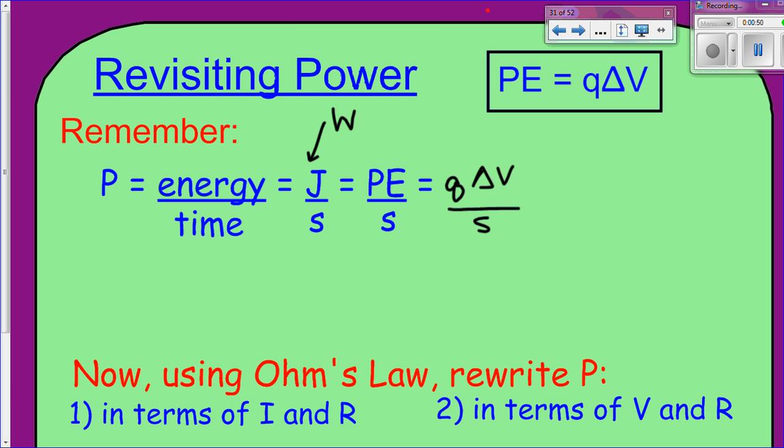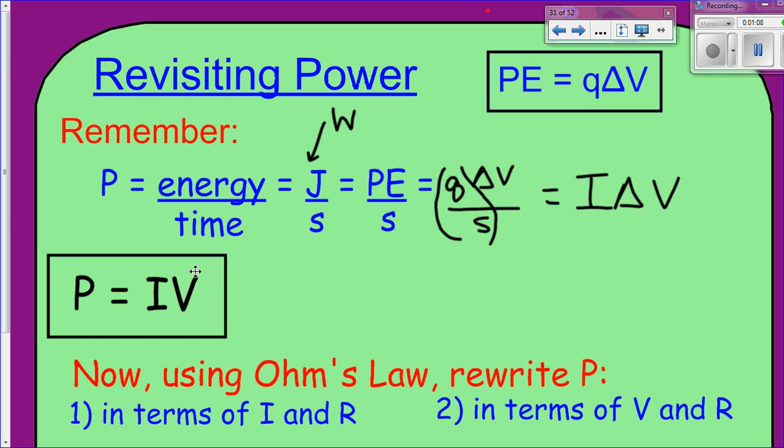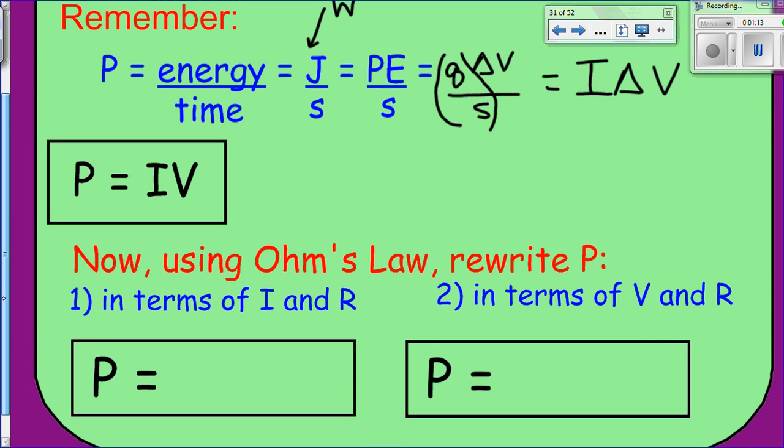Now let's think about this. Q divided by s, charge divided by seconds. What is that? Remember from the last video, that was what current was. And so power can also be rewritten as current times the potential difference, or voltage. So we end up getting power can be calculated by taking current times voltage.